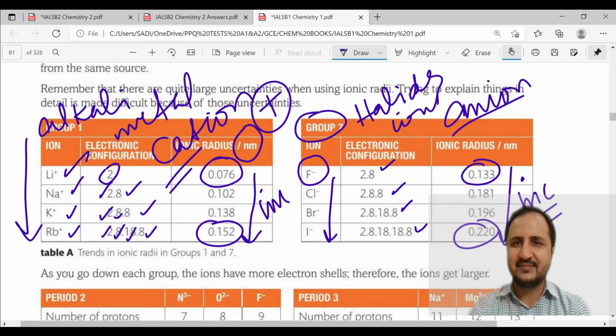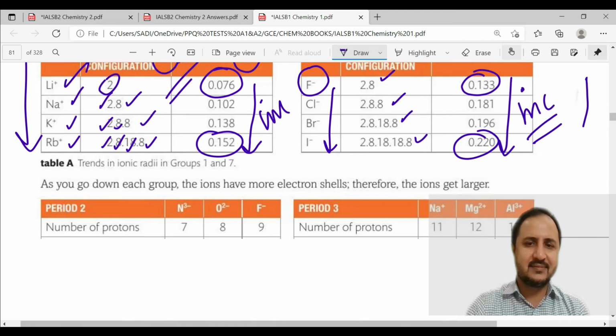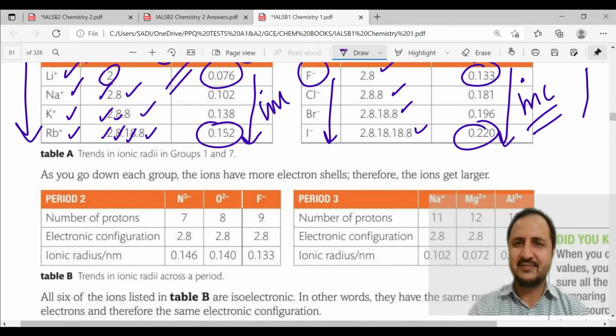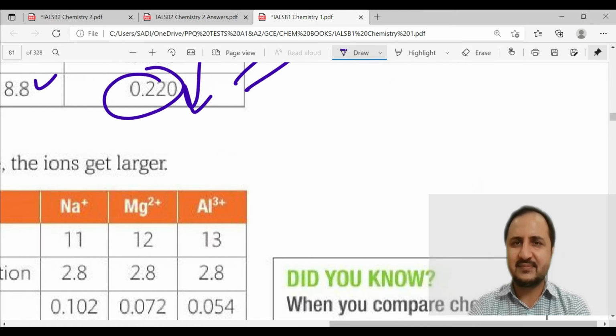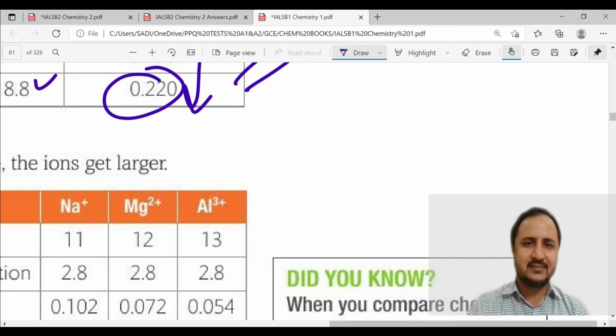Are you getting my point? Why is there an increase in the radius? First of all, I'm not talking about the positive radius, the negative radius. I told you when you're talking about the radius, you have to mention this according to 3 points. I'll write those 3 points right now here so that we can understand them. Let me write it here.